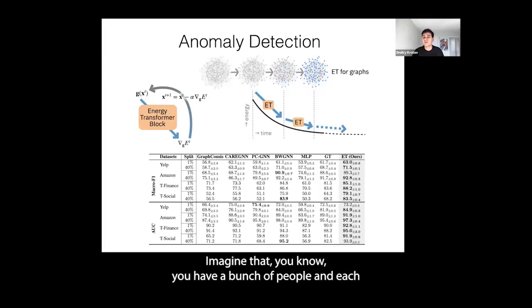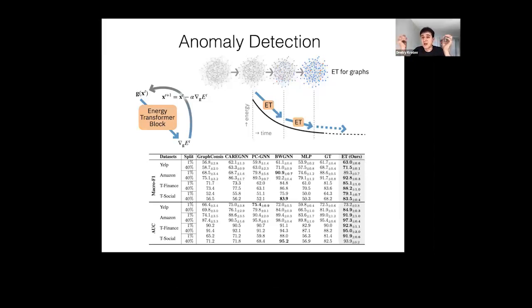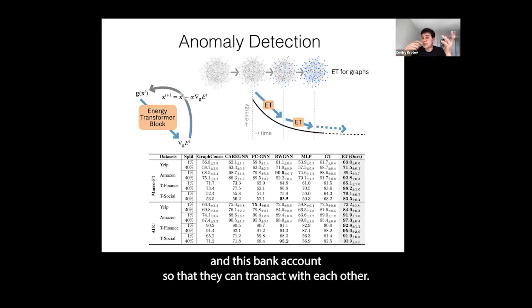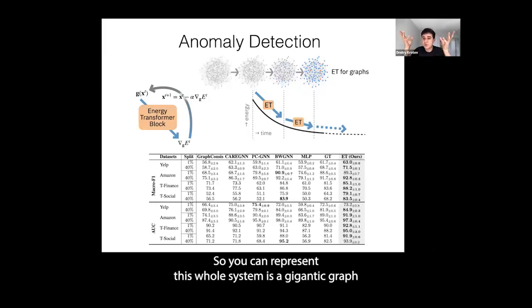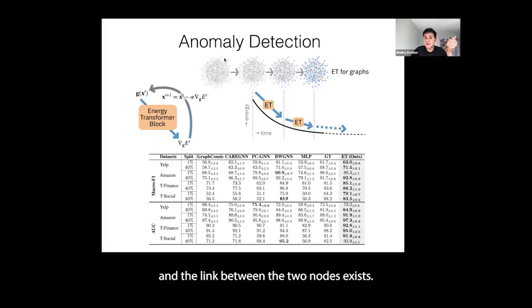Imagine that you have a bunch of people and each person has a bank account or, I don't know, a crypto wallet. And these bank accounts or crypto wallets can transact with each other. So you can represent this whole system as a gigantic graph where each node in this graph represents a bank account or a crypto wallet. And the link between the two nodes exists if there is a transaction between them.